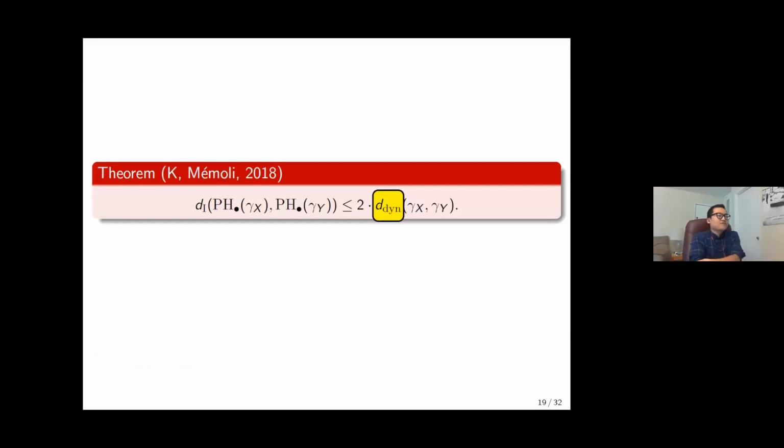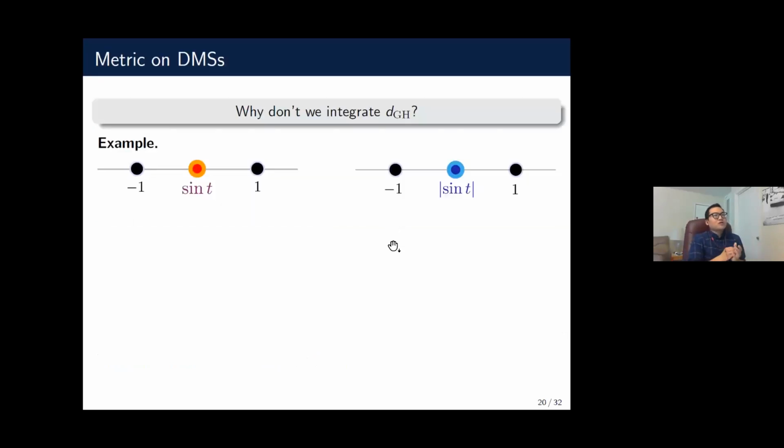Now we are ready to define the distance between dynamic metric spaces. One natural distance we can consider is to integrate the Gromov-Hausdorff distance against the timeline. However, sometimes that distance is not discriminative enough, as we will see in the following example.